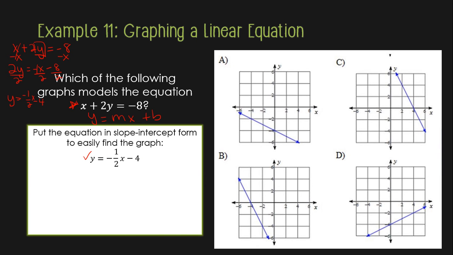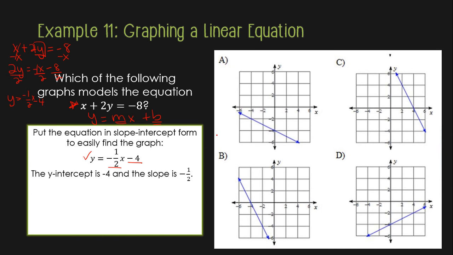Now, once you've solved your equation for y, we can identify the m, the slope, and the b, the y-intercept. In this case, my y-intercept is negative 4, and my slope is negative 1/2. I use the negative 4 first always because that's where we start. We begin with b, that y-intercept.